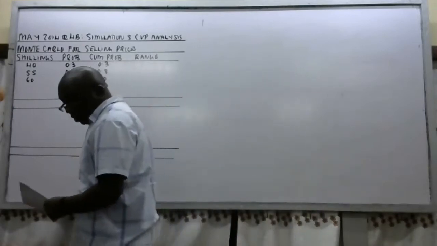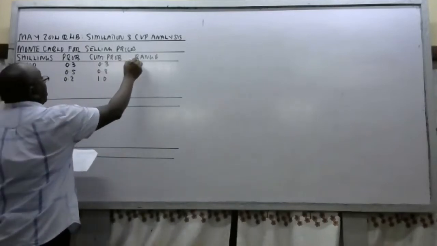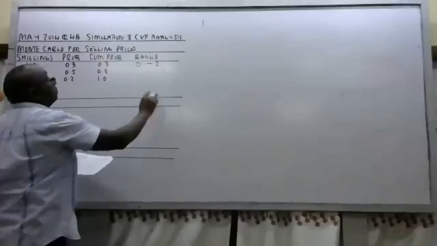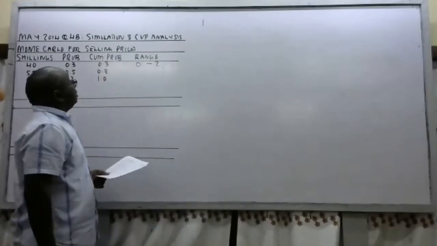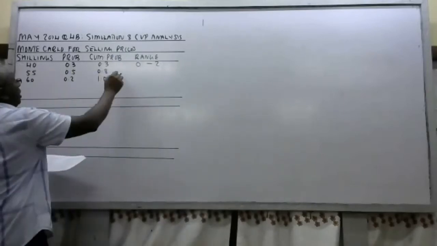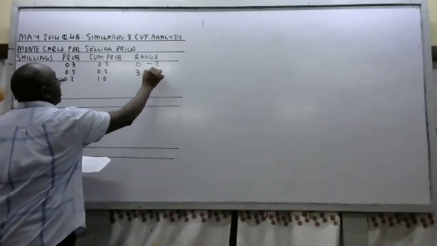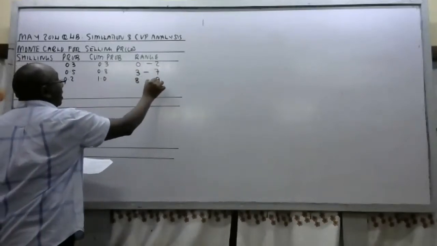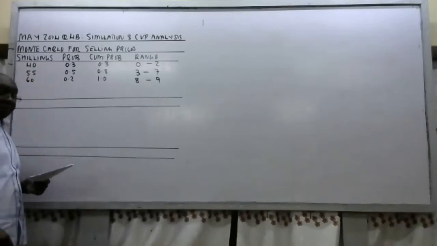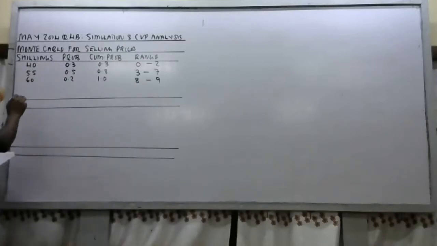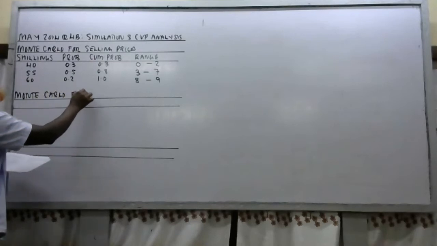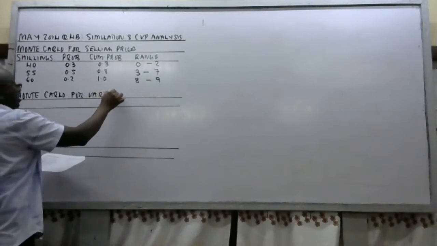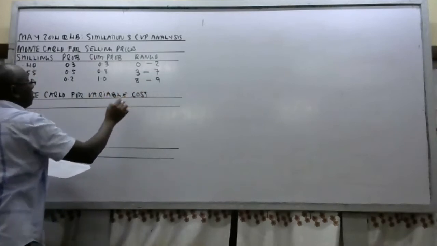So based on that, I'm going to have this as 0 to 2, then 3 to 7, and then 8 to 9. If we are okay with that, I seek to proceed to Monte Carlo for variable costs. If you have any question, you raise. If no question, we proceed.